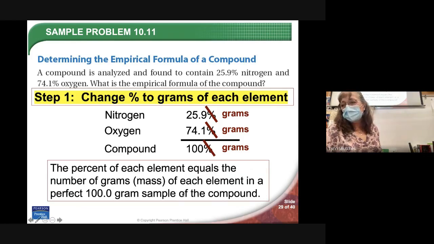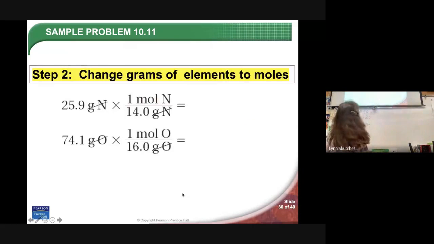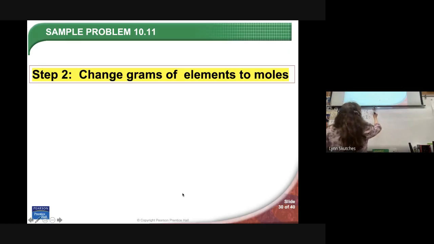Step number 2 is, if we're wanting to count atoms, we have to change grams into moles. Good job. So we're going to change the grams into moles. So 1 mole of nitrogen has a certain number of grams, and 1 mole of oxygen has a certain number of grams. And of course, you get those from the periodic table.